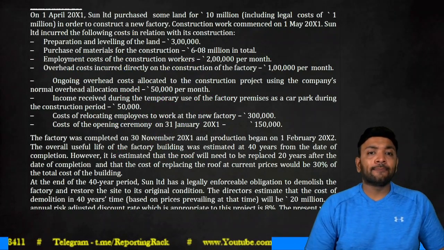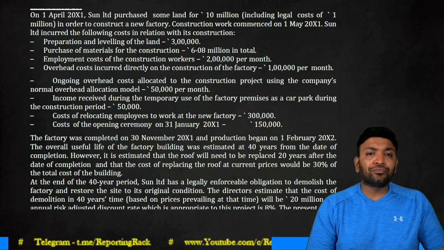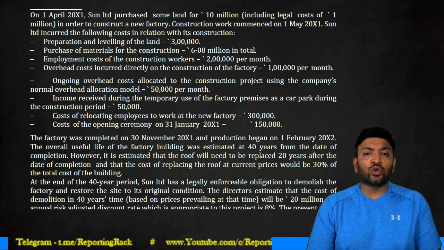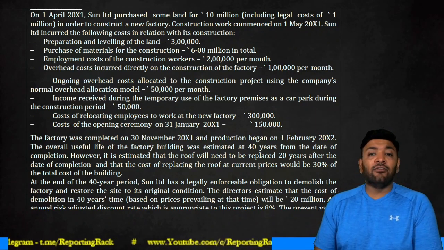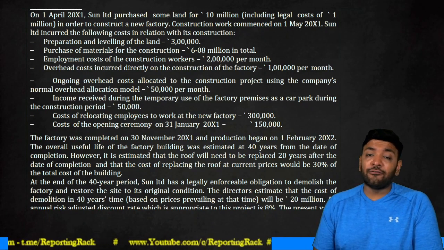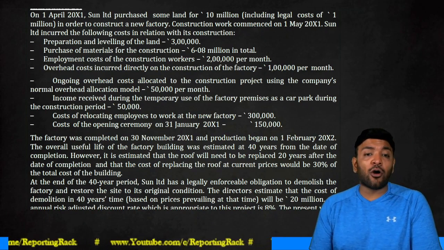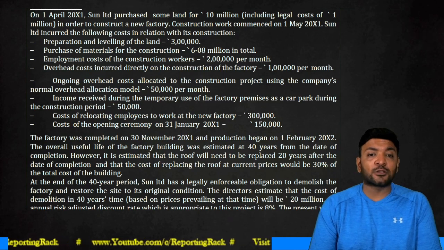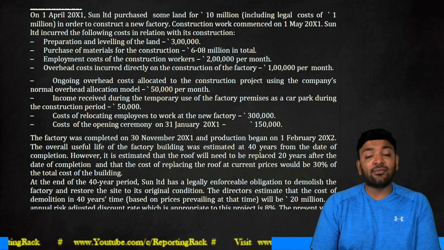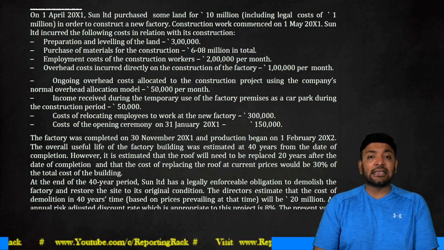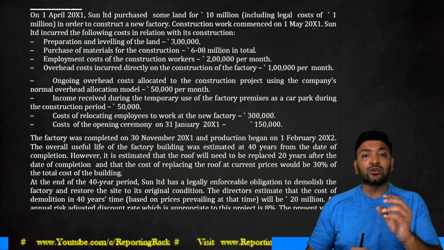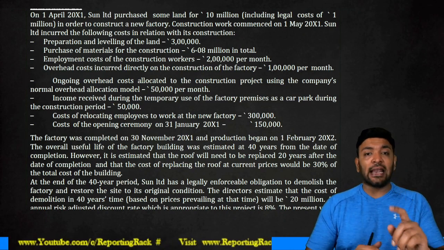Check. It is 2 lakh rupees per month. When did you commence the construction? 1st May. When was it complete in all respects? Very down below he gave 30th November. So exactly 7 months. So 2 lakhs into 7 months is about 14 lakhs.